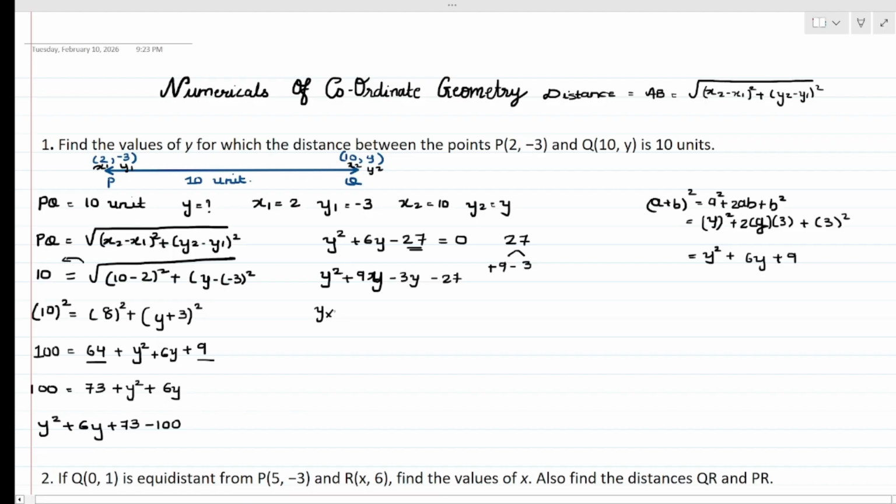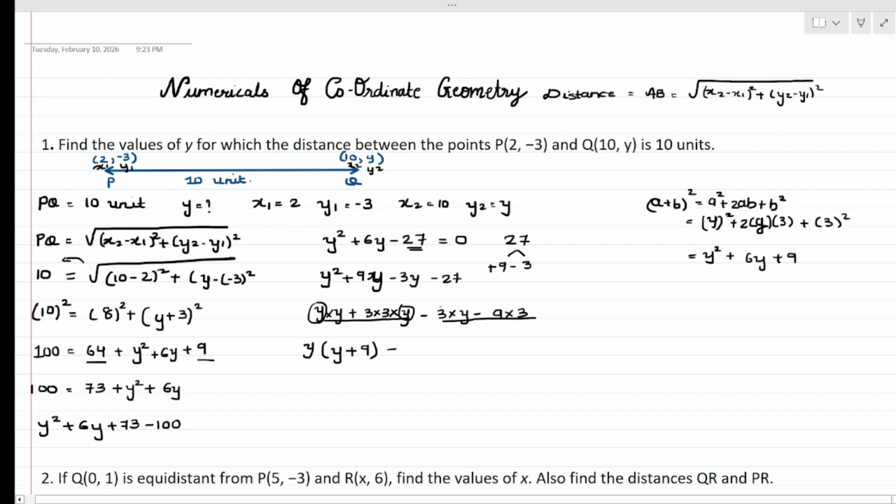Now, split it. That means y times y plus 3 times y, minus 3 times y minus 27, which means 9 threes, that is 9 multiplied by 3. Now pair them up. What is common between them? For my first case, y is common. So take out y as common, and what am I left with? y plus 9. That means my second bracket will be y plus 9.